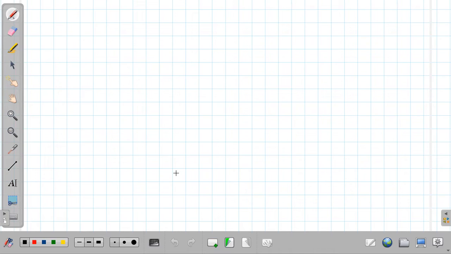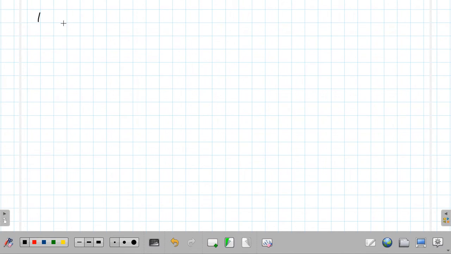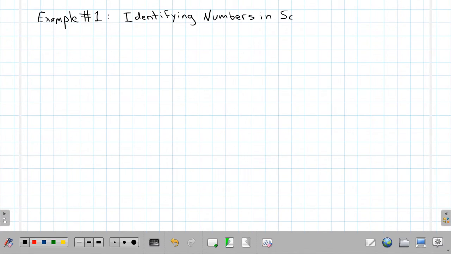So first example, let's go ahead and look at example 1 so we can see the type of questions you'll be asked on this. This example has to do with identifying numbers in scientific notation.